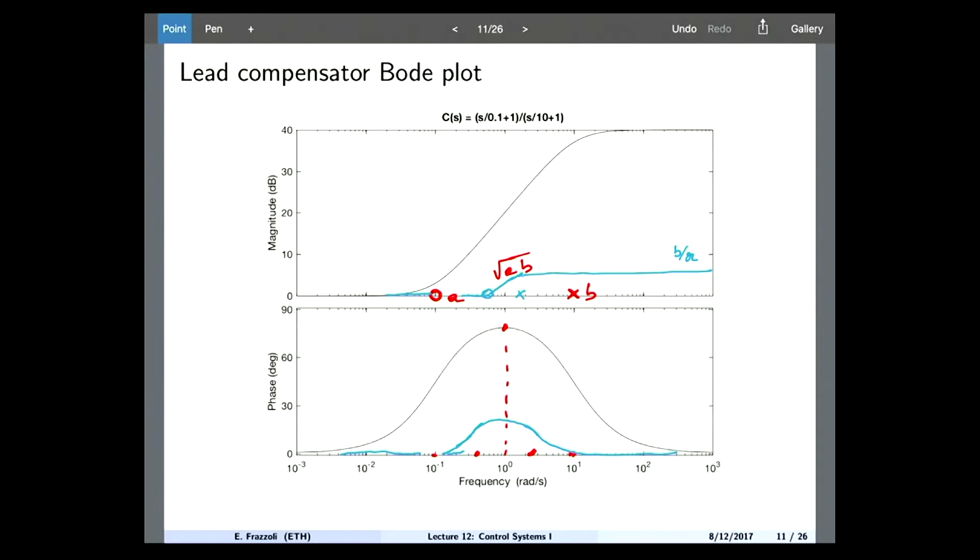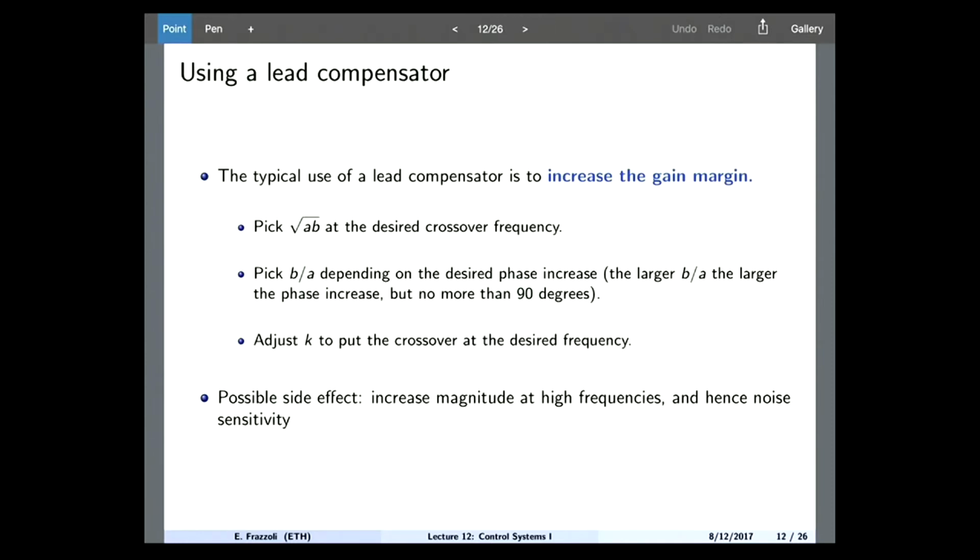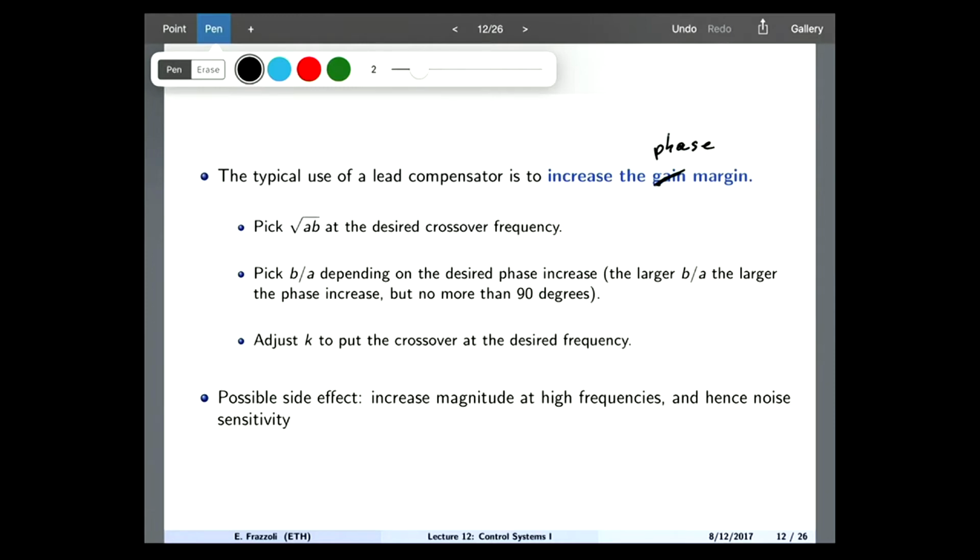If you find that your phase drops below negative 180 degrees too soon, or maybe it gets too close to negative 180 degrees for comfort, then you want to provide some phase lead, and that's exactly how you provide it, by using a lead compensator. The main point of a lead compensator is to make sure that you have enough phase lead at crossover. Why did I write this? No, sorry, this is wrong. This is the phase margin.